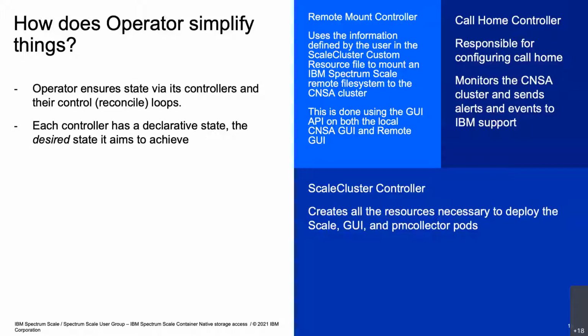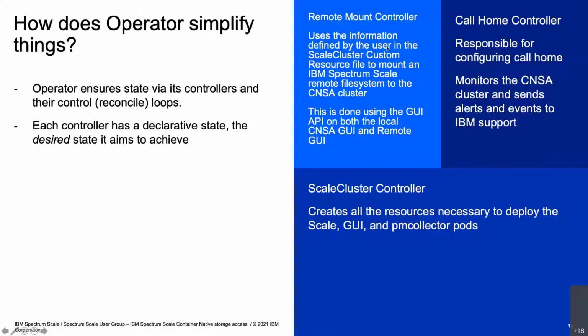The first one, the biggest one here, the scale cluster controller, is the one that creates all the resources necessary to deploy your Spectrum Scale cluster, including the GUI and the PM collector pods. The GUI and the PM collector pods are stateful sets, and the GUI has a replica of one, and the PM collector has a replica of 2. So you'll see 2 PM collector pods, 1 GUI. That'll create all the pods that you need.